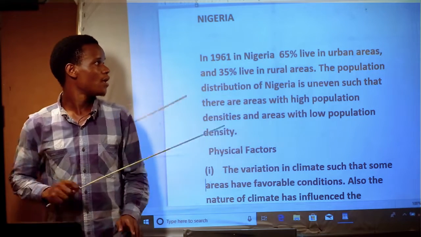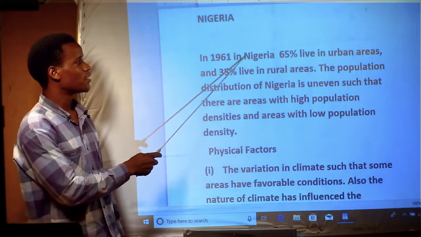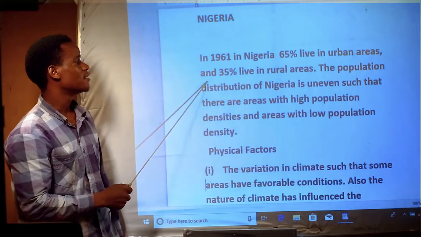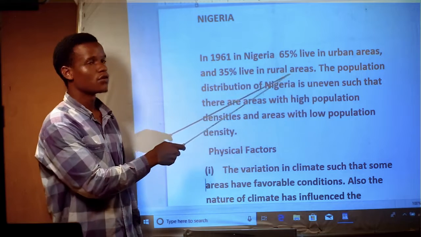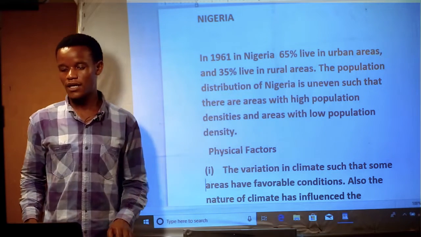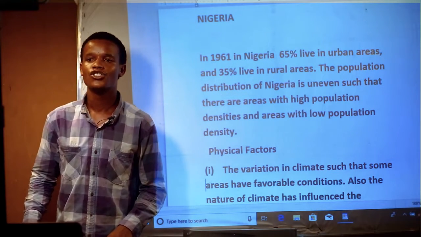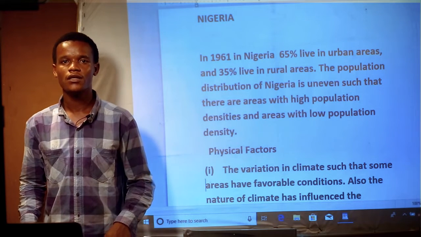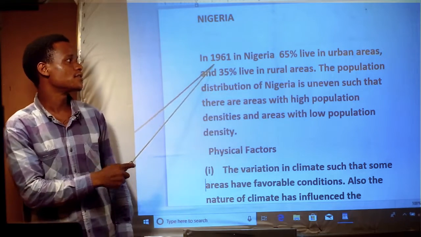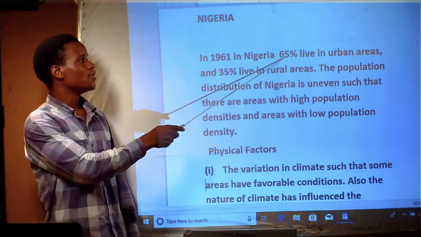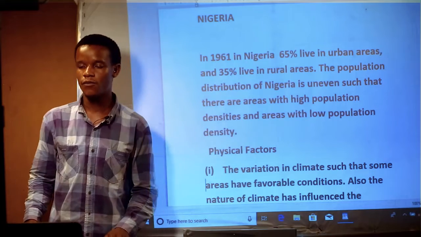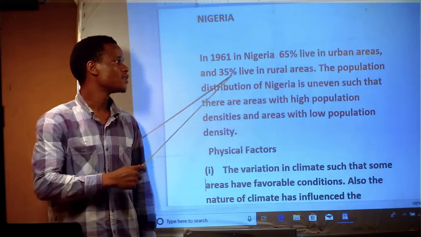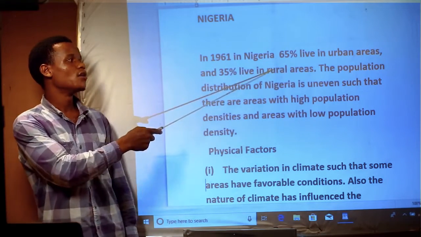In 1961 in Nigeria, 65% lived in urban areas and 35% lived in rural areas. So these are the statistics that show how the population of Nigeria was distributed in the year 1961. 65% of the people of Nigeria lived in the town areas, while 35% lived in the rural areas.